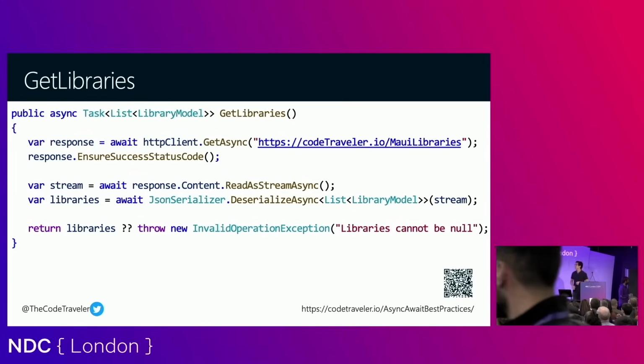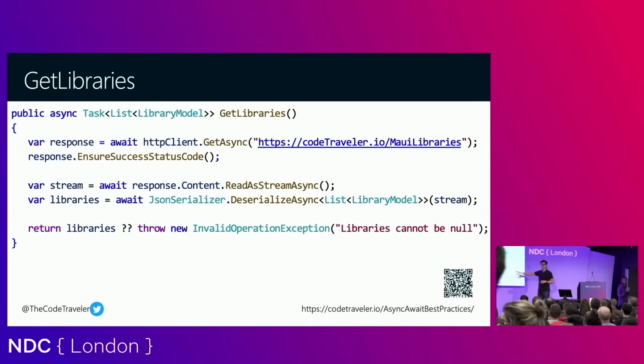Okay, well, let's start by looking at this async task method. This is a method called getLibraries. It's going to call httpClient.GetAsync, hit this API, return a response, ensure we got a good status code. Then we're gonna read that response, get the content, deserialize it, and return the list of libraries.